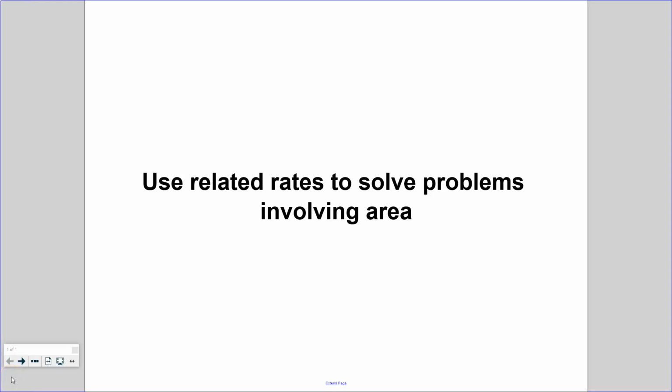Use related rates to solve problems involving area. Alright, so today we are diving into related rates.